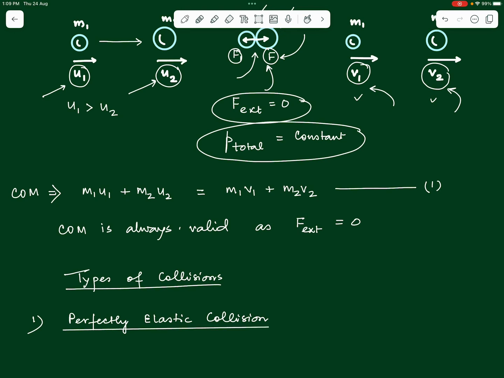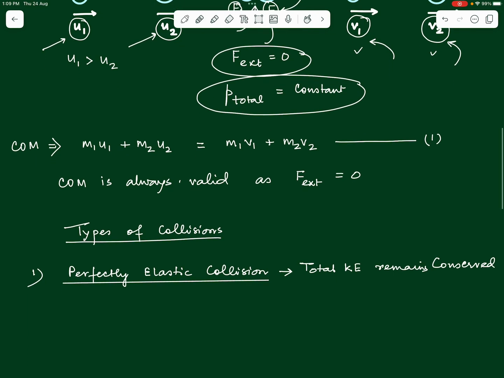We say that in simple language, a perfectly elastic collision is the one in which the total kinetic energy of the system, the kinetic energy of the two colliding bodies, remains conserved. So what does that mean? Mathematically, it means that half m1 u1 squared plus half m2 u2 squared, this is the total kinetic energy before collision, should be equal to half m1 v1 squared plus half m2 v2 squared, right?